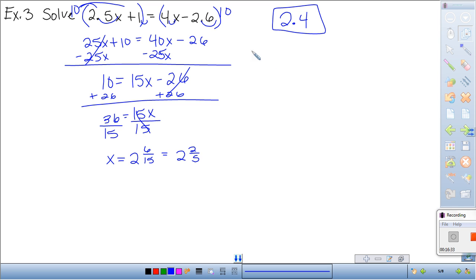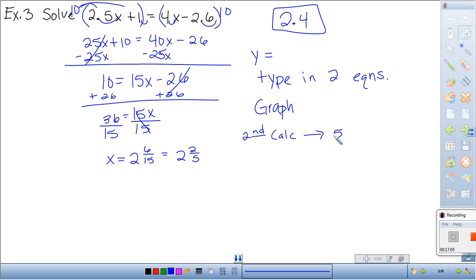So the steps are to go to your y equals button and type in the two equations. And then you're going to graph. And then you hit the second calc button. And you go down to number 5, which is intersection or intersect. And then you just press enter 3 times because it'll keep saying, first curve, second curve, guess, and then it'll finally give you the answer.